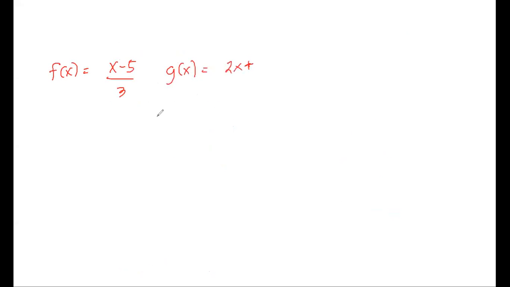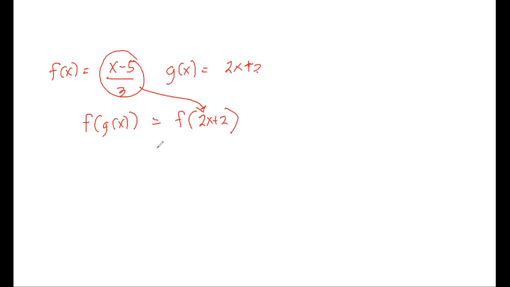Let's first solve for f of g of x. This means that f, the function, will be 2x plus 2. Let's go back to our topic in operations of functions. Remember, the fifth one is a compositional function. It means that for all values of x in f of x, we substitute it with 2x plus 2.